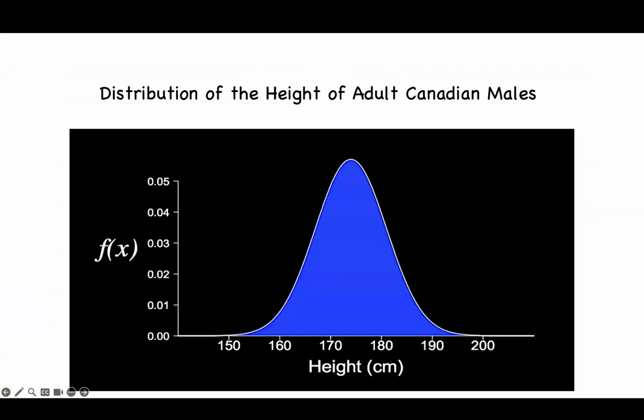In this example, the curve represents the height of Canadian males. Adult males can be short, average, or tall, or anywhere in between. The y-axis represents the relative probability of observing someone who is really short or tall. For example, it's relatively rare to see someone who is super tall, so the bell-shaped curve is relatively low on the far right tail. But it is common to see someone who is close to the average height, so the bell-shaped curve is very tall in the center region.